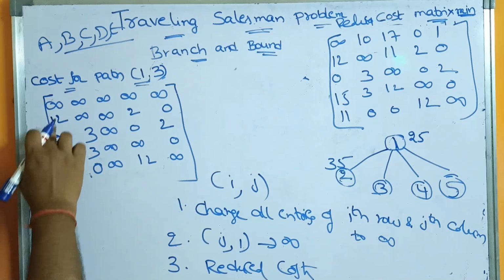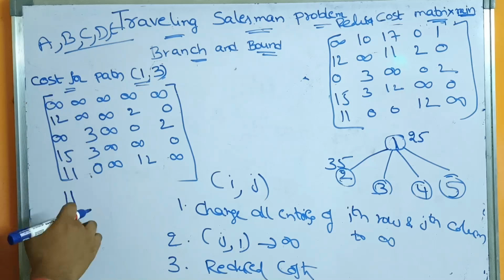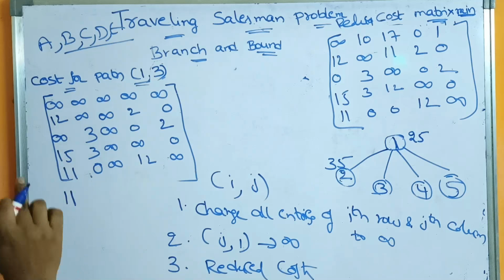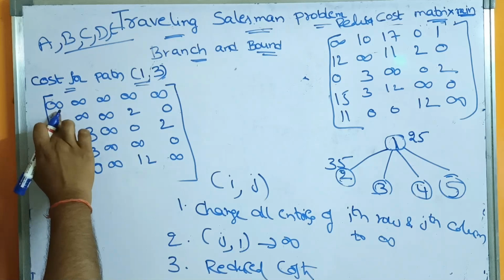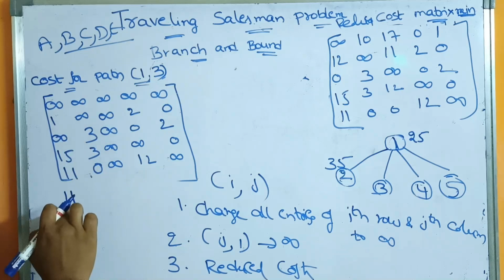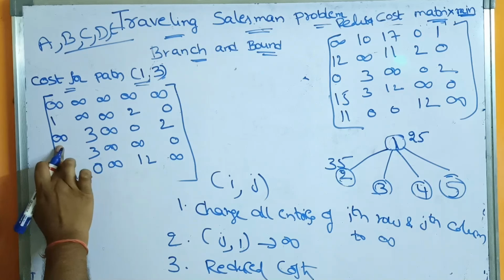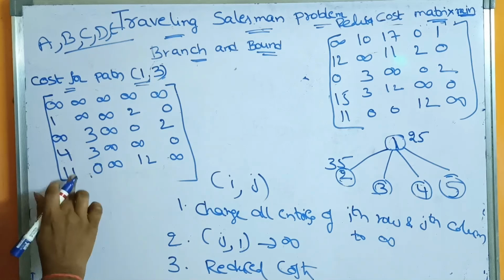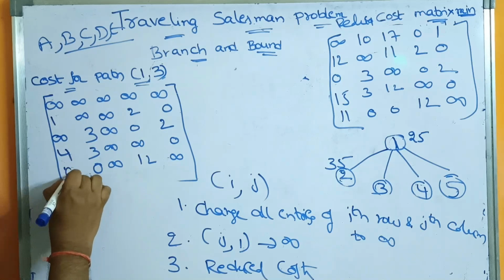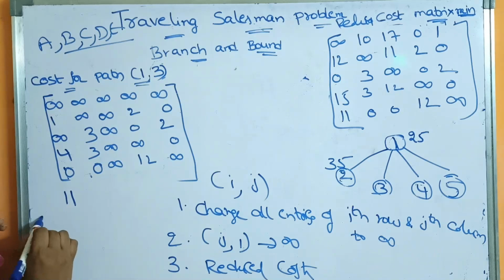Now we have to subtract 11 from each entry of the first column. So 12 minus 11 means 1. Next, 15 minus 11, what is 15 minus 11? It is 4. 11 minus 11 means 0. So what is the reduced cost here?